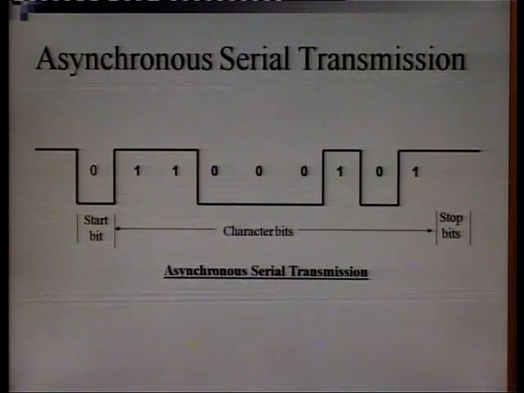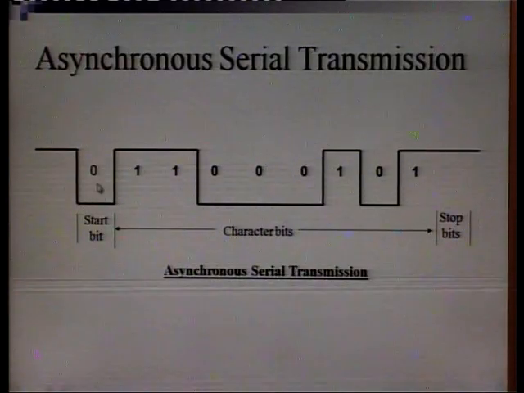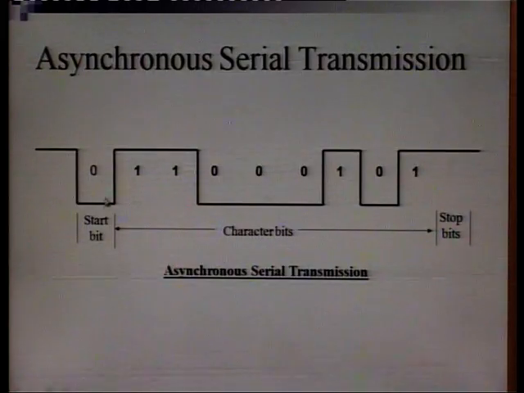This can be explained by the diagram. In this diagram, the start bit is 0, so this indicates the start of the transmission. Here the stop bit is 1, which means it is the end of the character, so after that no characters are available. The number of bits, ones or zeros, available between the start bit and the stop bit is known as the character bits. So this is asynchronous serial transmission.